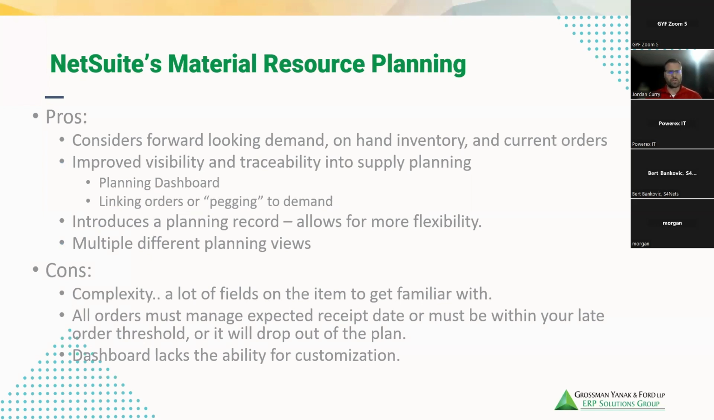So again, material resource planning considers forward-looking demand, same as time phased, on-hand inventory, current orders, and has significantly improved visibility and traceability. So you have the planning dashboard, which we'll maybe take a quick look at here at the end. It has a process to link orders to the demand. That's what it's termed pegging. It pegs the supply orders to the actual demand.